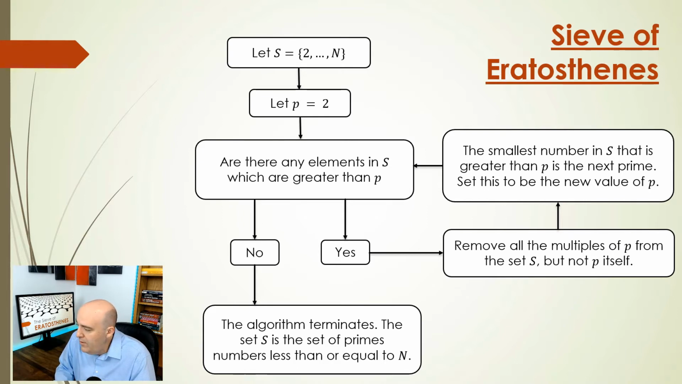Then we look at S to see the elements that are left, and the smallest number that's in S is the new value of P, and we redefine P to be this new value. Then we repeat the process. When P is the maximum of S, then we know that we're all done, and S consists precisely of the set of primes. So we'll do an actual example in a second, if this is not clear.